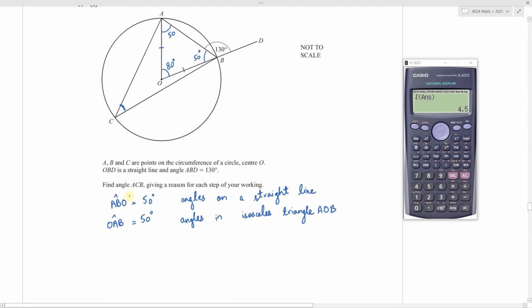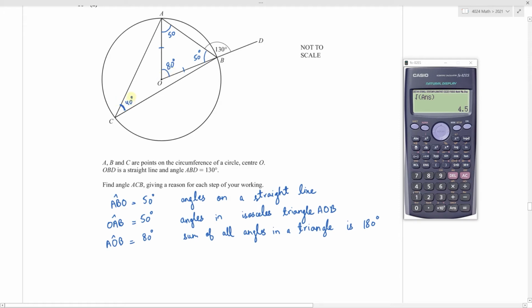So let's write that. Angle AOB will be equal to 80 degree. Sum of all angles in a triangle is 180 degree. And then this angle is 80 degree.